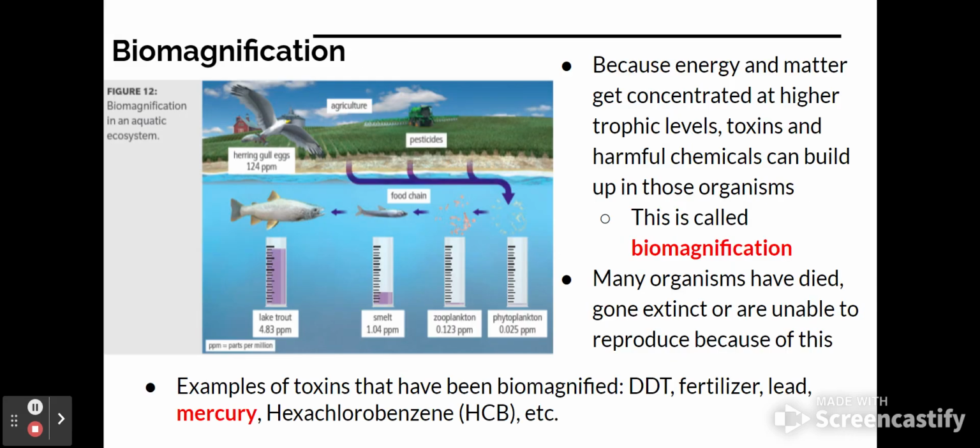Because energy and matter get concentrated at higher trophic levels, toxins and harmful chemicals can actually build up in those organisms. This is called biomagnification. Many organisms have died, gone extinct, or are unable to reproduce because of this. Examples of toxins that have been biomagnified are DDT, fertilizer, lead, mercury, and hexachlorobenzene.